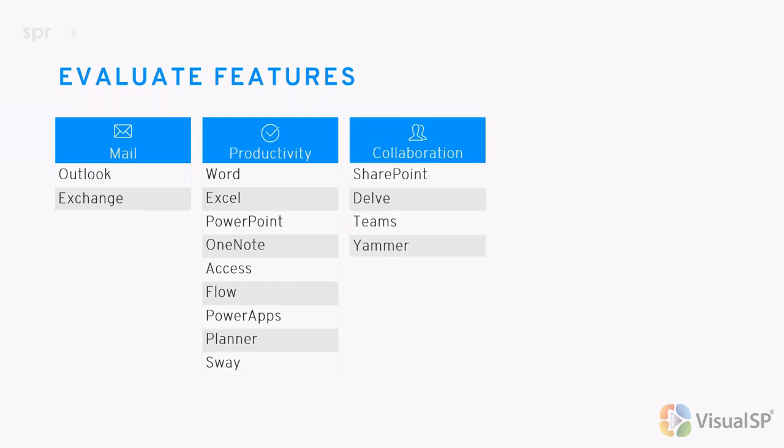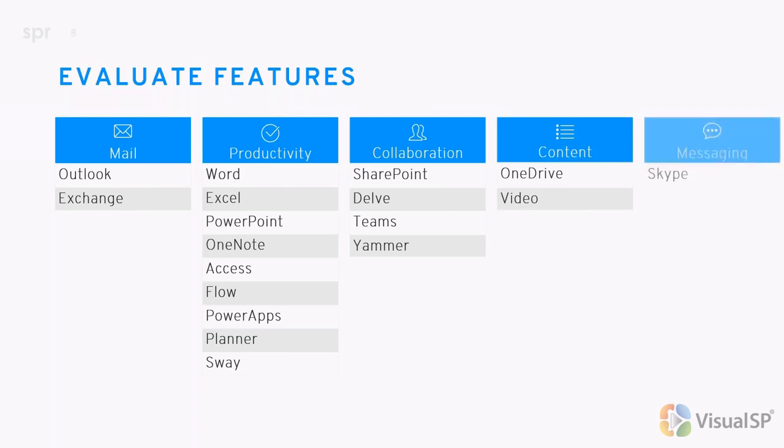The next would be the collaboration tools. So SharePoint, Delve, Teams, and Yammer. All of those things are also features within Office 365 that you want to think about how to roll out. And I'll talk a little bit later about how you may want to stage those as well. And then there's the content section, so OneDrive, and then the video portal as well. And lastly, Skype for messaging. So as an organization, you have to figure out what you're going to roll out, and then when you're going to roll it out, and how you're going to train your users on using it.